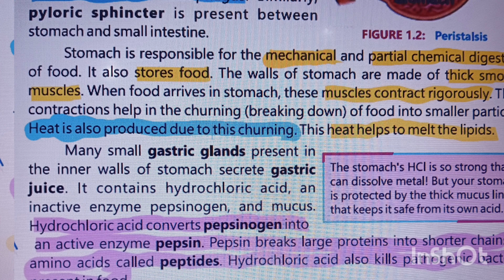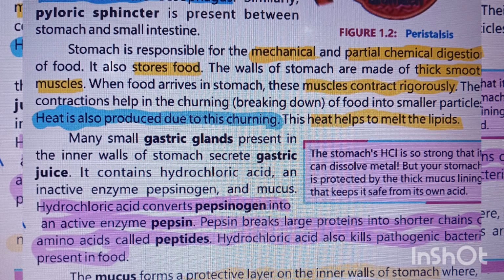Students, the stomach is responsible for mechanical digestion and partially for chemical digestion within it. You know that chemicals are released here, and the walls of the stomach are made up of smooth muscles. As soon as food enters the stomach, those muscles start to contract continuously and rapidly. With the help of this contraction, food breakdown occurs, which we also call churning, and heat is produced in this process, which also helps in digesting the food, and the lipids in the food melt.